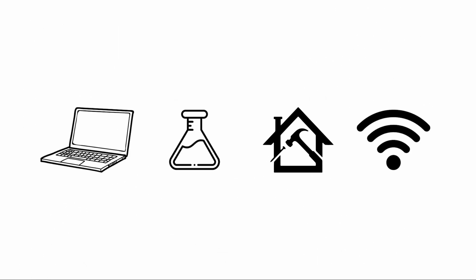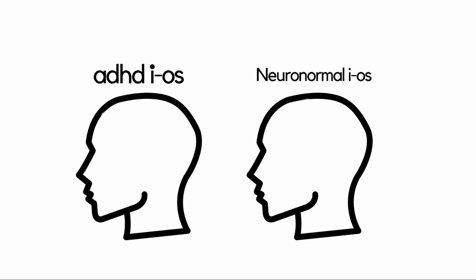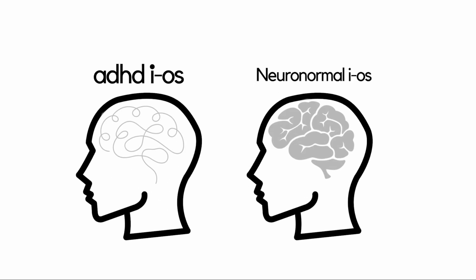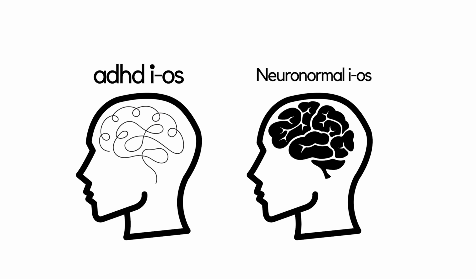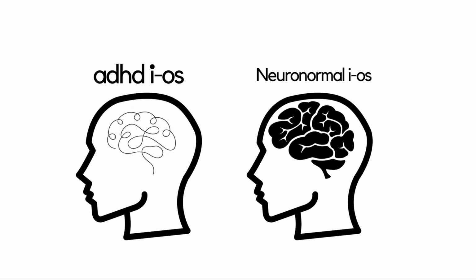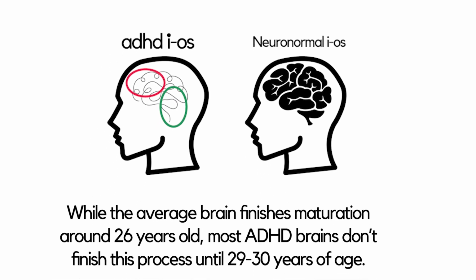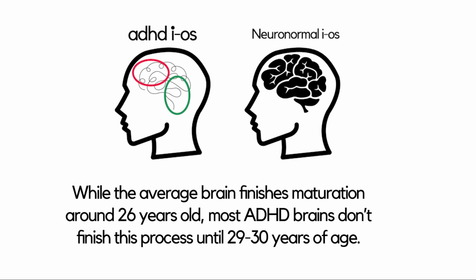Next, let's look at structure and development. The differences between operating systems aren't just chemical, they're physical too. Neuroimaging scans have shown that people running the ADHD iOS often have smaller brain mass, particularly in the prefrontal cortex and cerebellum, which can take years longer to finish developing in children and adults on the ADHD iOS.